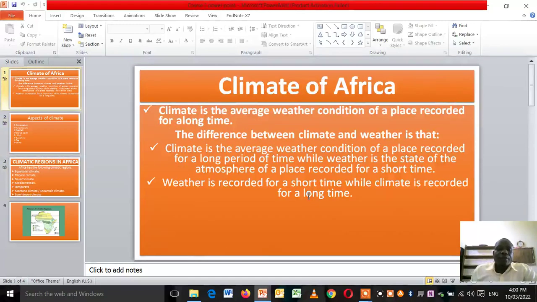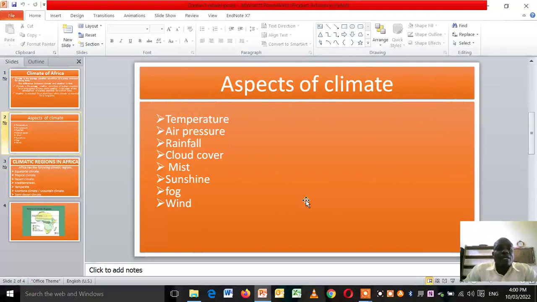One of the aspects of climate is temperature. 2, we have air pressure. 3, we have rainfall. 4, we have cloud cover. 5, we have mist. 6, we have sunshine. 7, we have fog. 8, we have wind. Those are the different aspects of climate, which are also the very elements of weather.